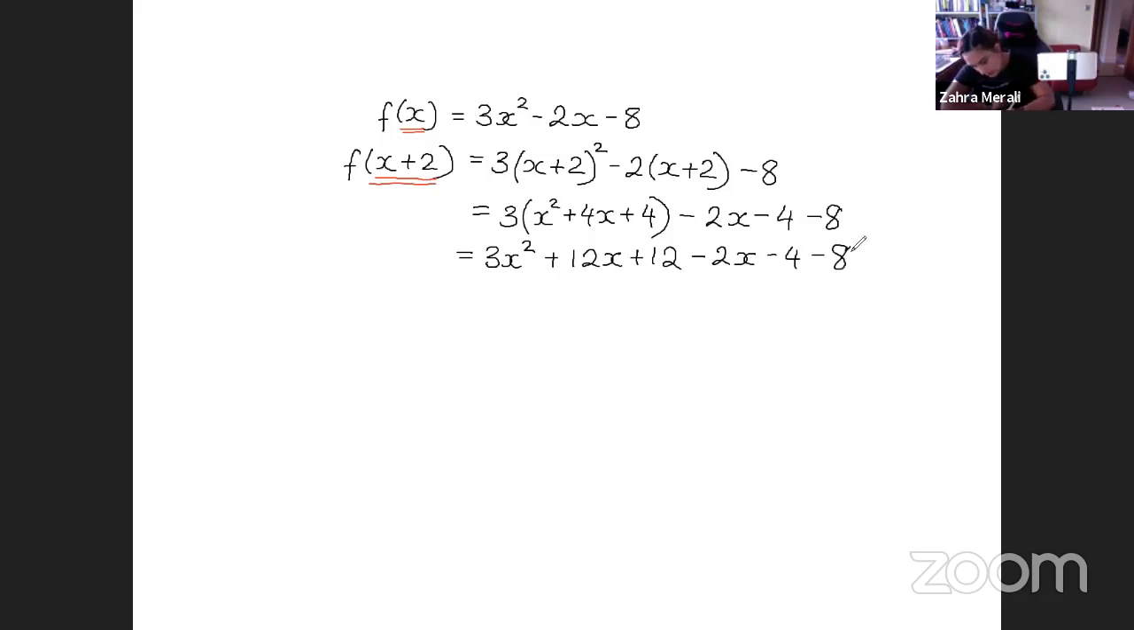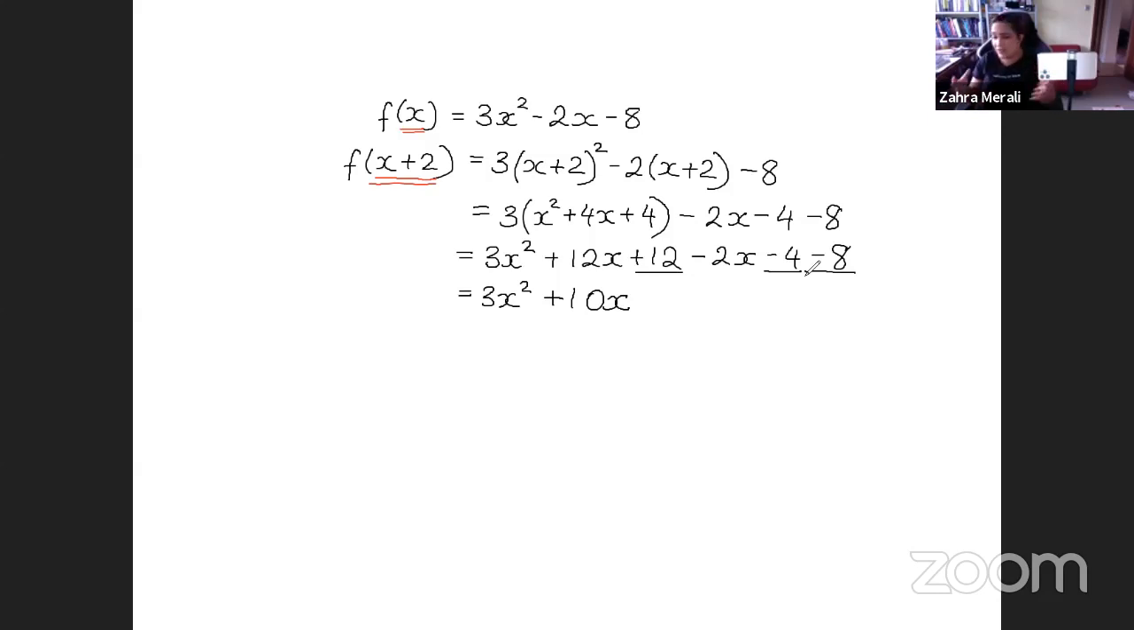3x squared is on its own. 12x minus 2x is going to give me plus 10x. 12 minus 4 gives me 8, minus another 8 gives me 0. So there's no numbers there. And that would be it.